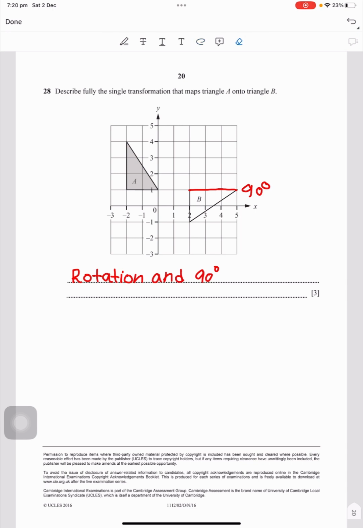Oops, wait, let me put my pen. It got unequipped. Okay. Clockwise. Okay. And this is center. Center (0, -1).